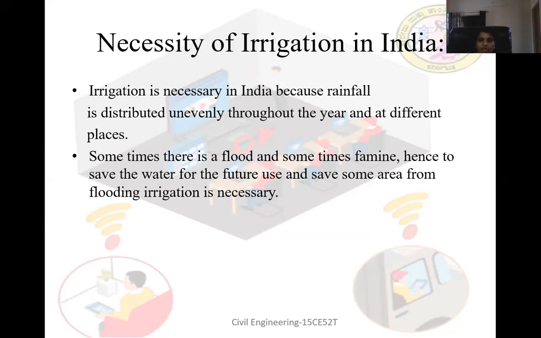Some countries like England don't ever require irrigation because rainfall occurs throughout the year in such countries. So in order to balance the heavy flooded areas and famine areas, irrigation is required. In heavy flooded areas, irrigation helps us to store the water in the reservoir and supply it to the poor rainfall regions, to their crops, and get better yield. So this is about necessity of irrigation.